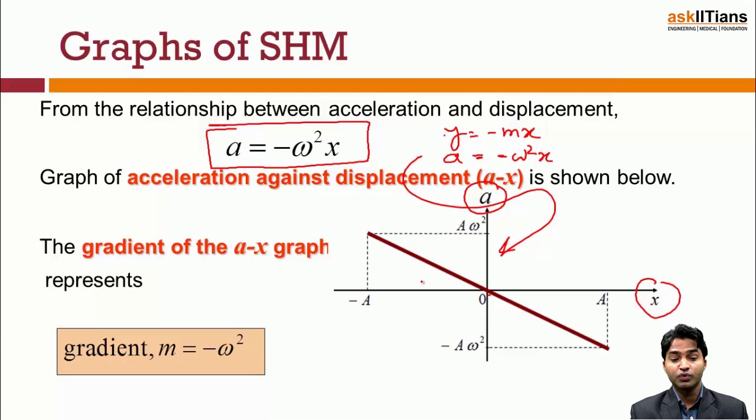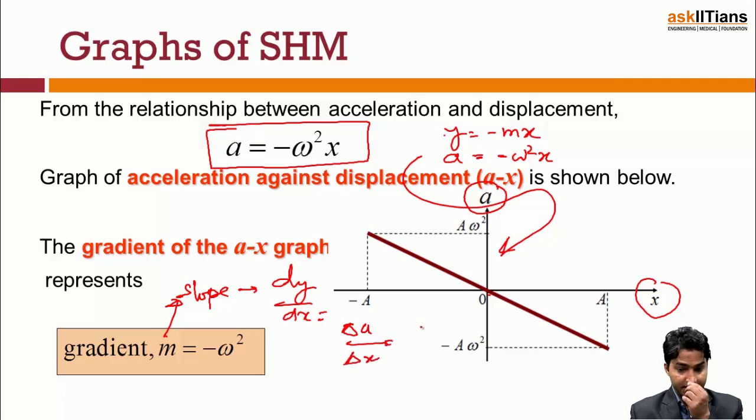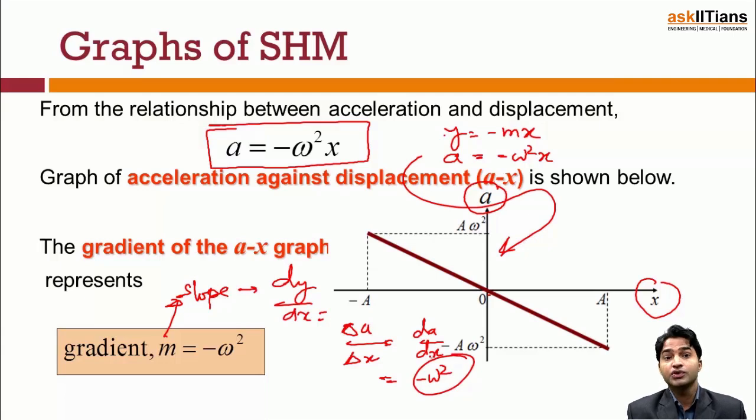Now we would like to know what the gradient is in this part. Gradient is actually the slope. It is either dy upon dx, or we can say del acceleration upon del x. So dA upon dx is equal to minus omega square. Actually we got it as the gradient. Gradient means any physical quantity that changes with respect to position from the center, from the mean.